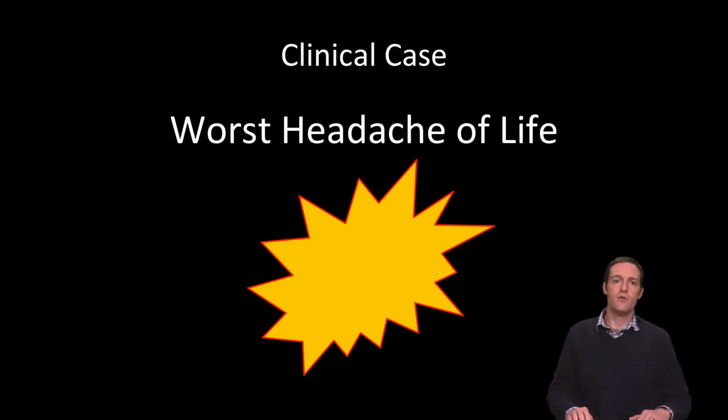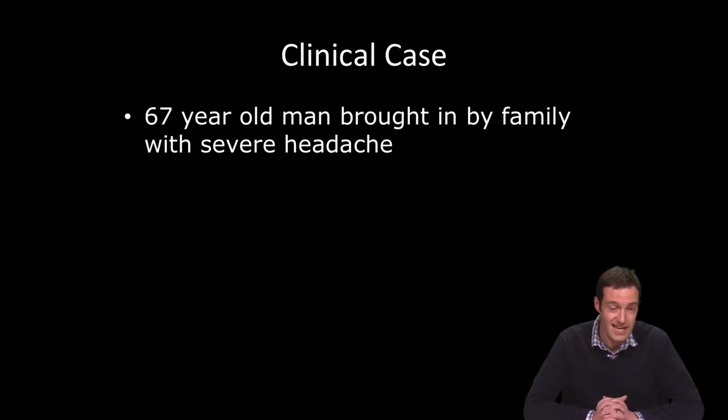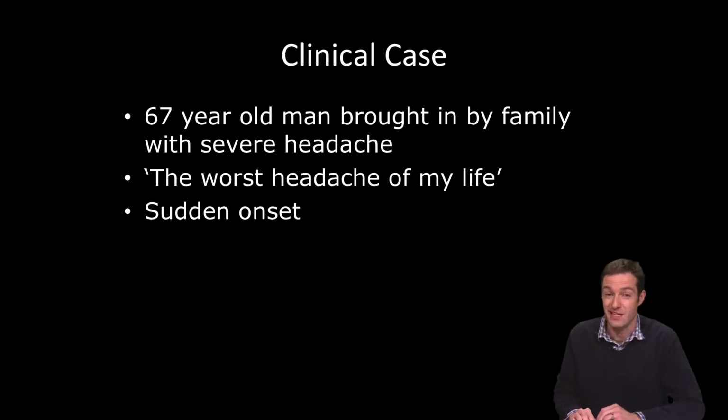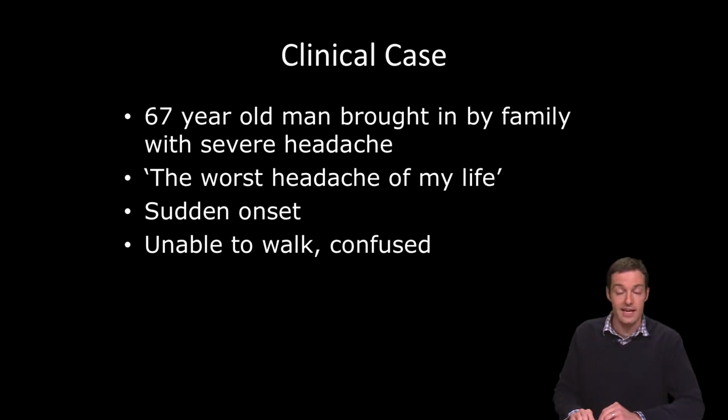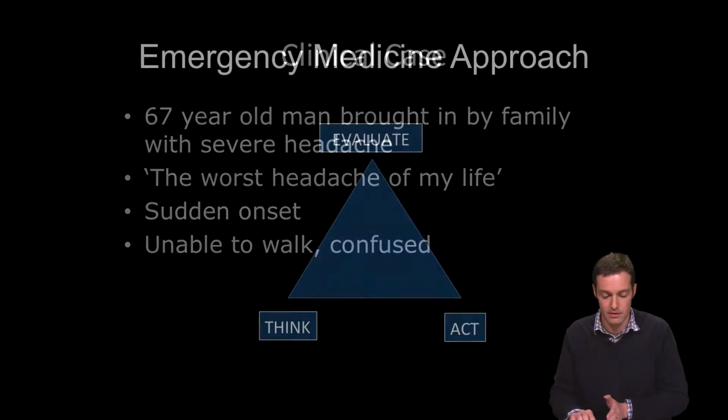So right now we're going to go with a case of a patient with the worst headache of life. The case today involves a 67-year-old man, and he's brought in by his family with a severe headache. He reports that it is the worst headache of his life. He reports it as being sudden onset, and at the time that you see the patient triaged in your department, the patient is unable to walk, and he's confused about the events of the day preceding his visit to see you.